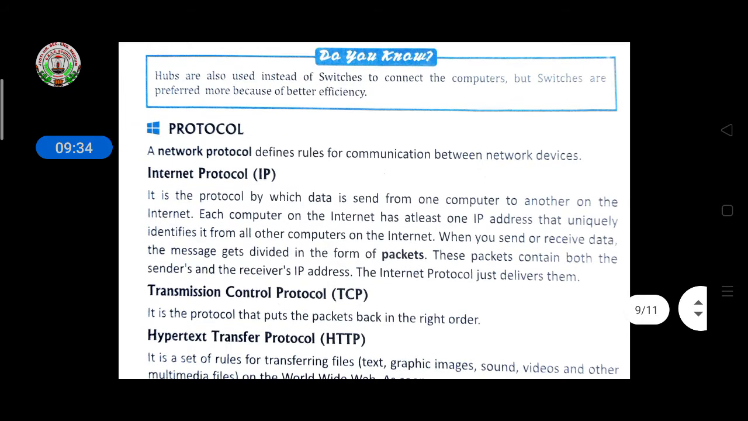Then protocol. A network protocol defines the rules of communication between network devices. Internet protocol is a protocol by which data is sent from one computer to another. Each computer has at least one unique IP address, and with the help of this IP address the data will be sent or received. And how is the data sent and received? It divides all the messages into packets, and with the help of these packets it sends the data to another computer, and the other computer receives the data as packets.